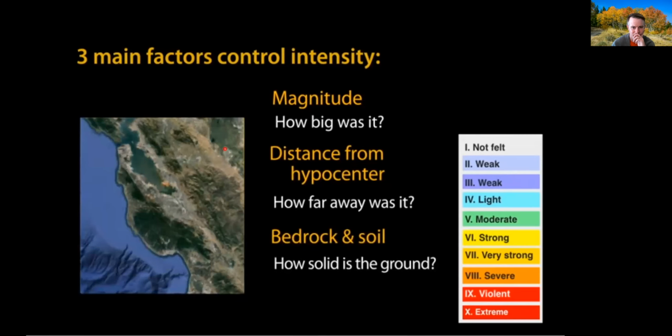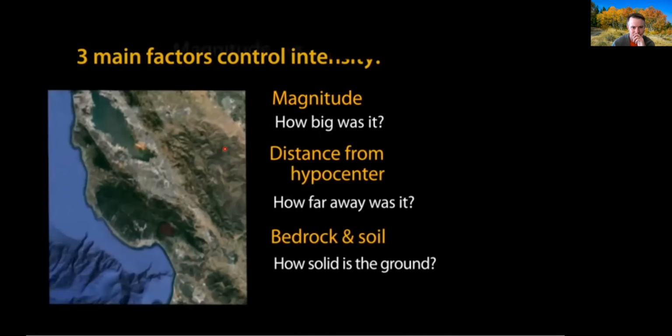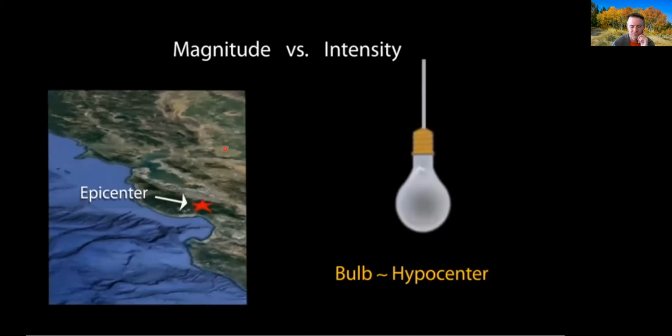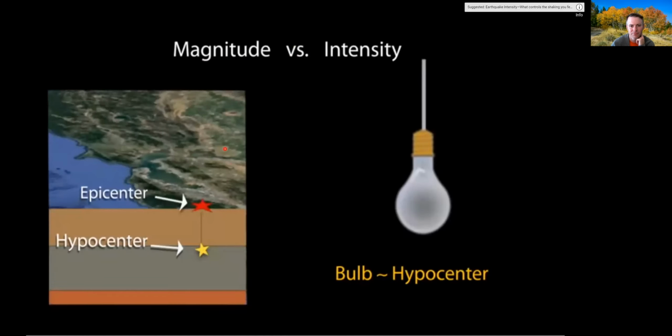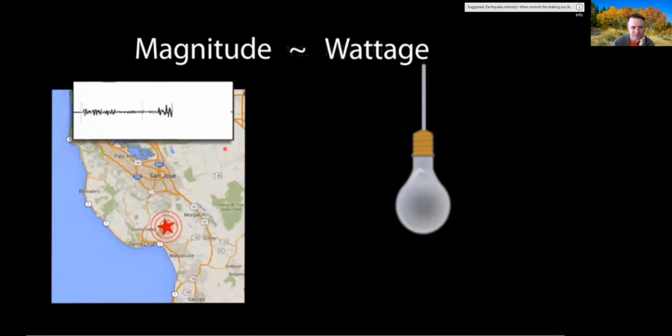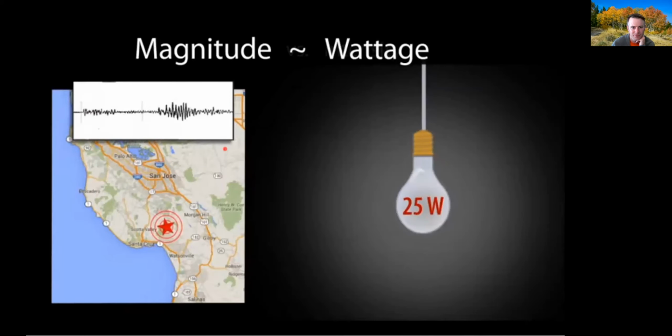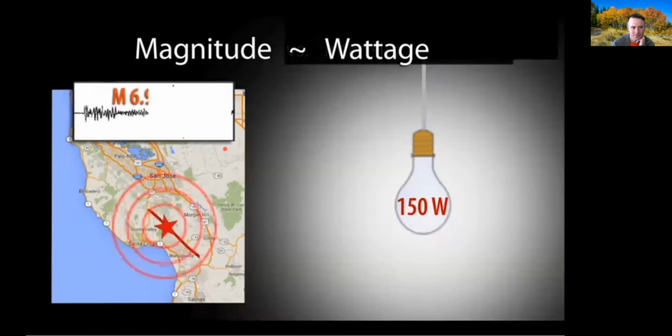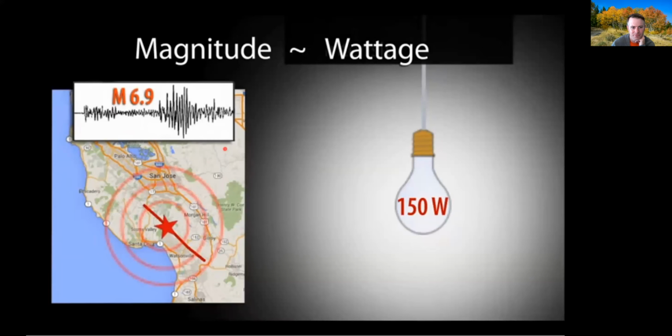Let's compare magnitude and intensity by using a light bulb as an analogy. The light bulb represents the location within the earth called the hypocenter, where the earthquake begins. The magnitude, or size, of an earthquake is like the wattage of a light bulb. Just as the wattage represents the amount of power of the light bulb, the magnitude is related to the total amount of energy released by the earthquake's source.